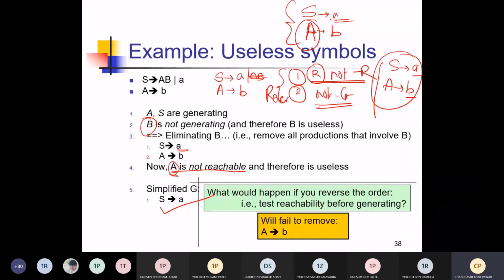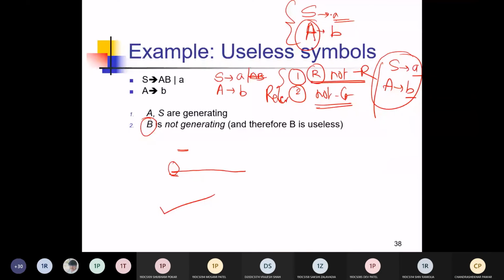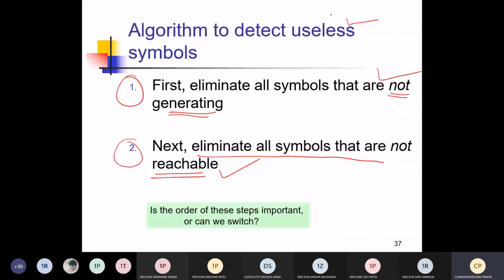Okay. So please remember, the sequence is important. And what is the sequence? At first we have to eliminate the non-generating symbols, that is, those which are not going to generate anything. And next we have to eliminate the symbols which are not reachable. Understood? So I request all of you to please follow the order, so you will be able to identify the correct useless symbols. Clear?